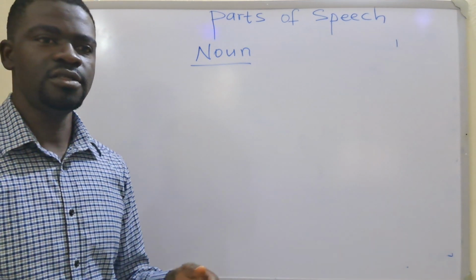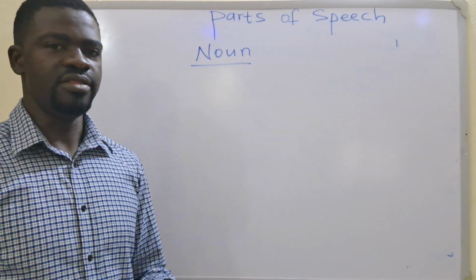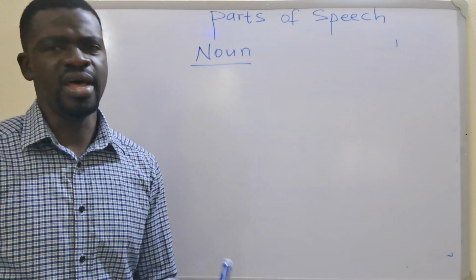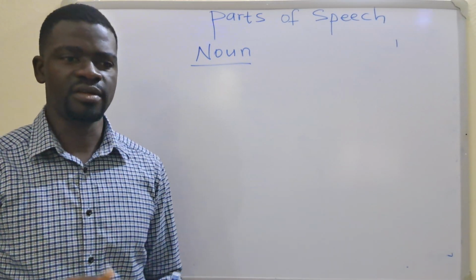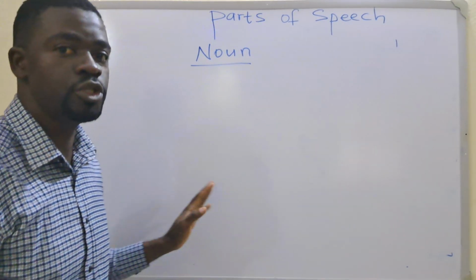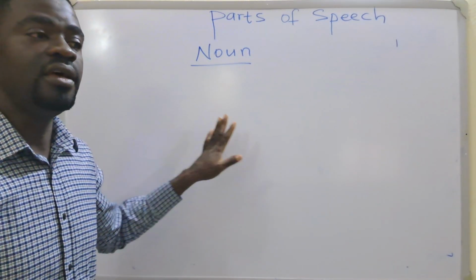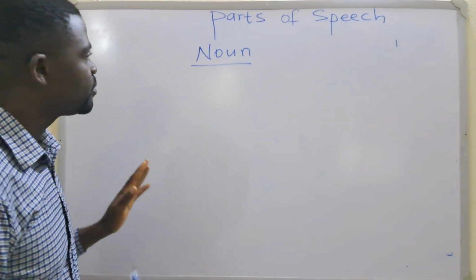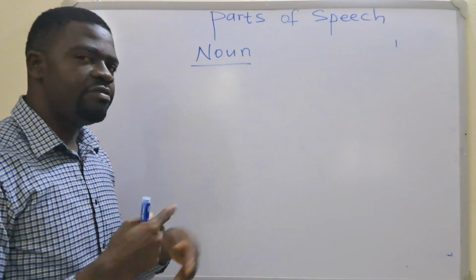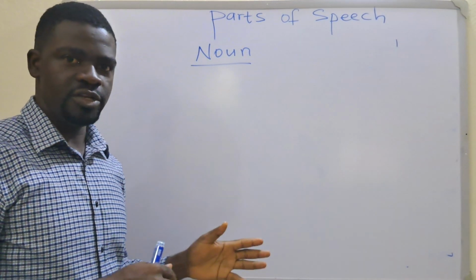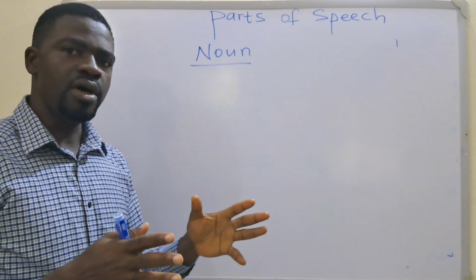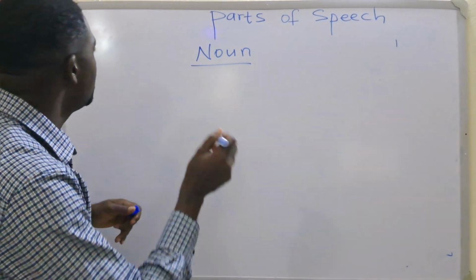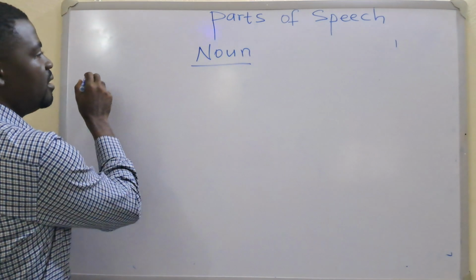So if we define nouns now as names of people, places, animals, and things, we might not capture some other nouns, and that would be very difficult, especially for someone who wants to identify nouns in, say, a text or a sentence. So we're going to refine that definition so that it can be more encompassing. So we define a noun.